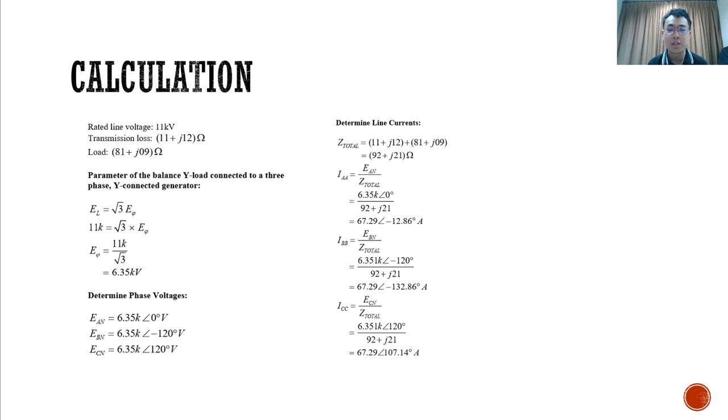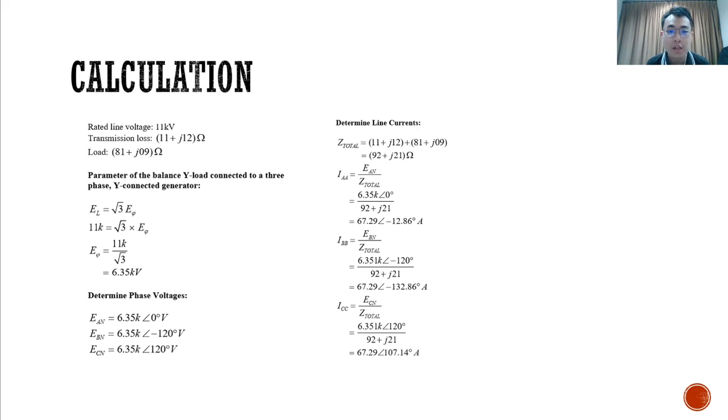These are the calculations that are being done in the experiment. The data that I've received are the rated line voltage of 11k volts and the transmission loss of 11 plus j12 ohm, while the load would be 81 plus j09 ohm.